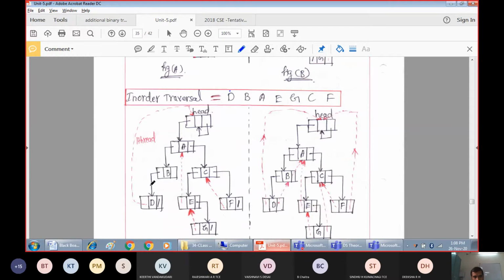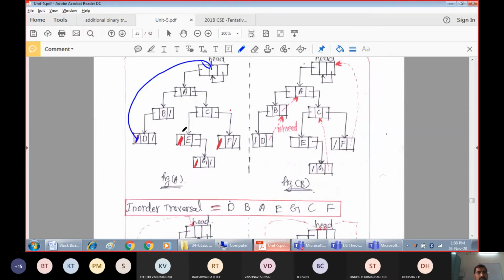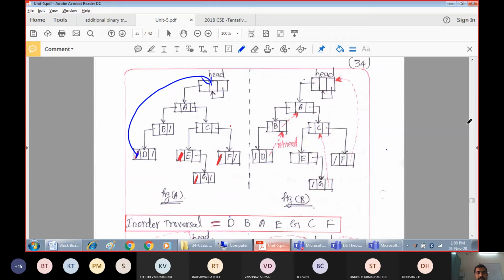This is already drawn here, but I will try to change the same tree so that you can understand. What is the in-order predecessor of D? Predecessor means left. Whenever you are going for the predecessor, you should consider the left link. Whenever you are going for the successor, you should consider the right link. So before D, which node is there? Nothing is there. That means you point it to the header node.